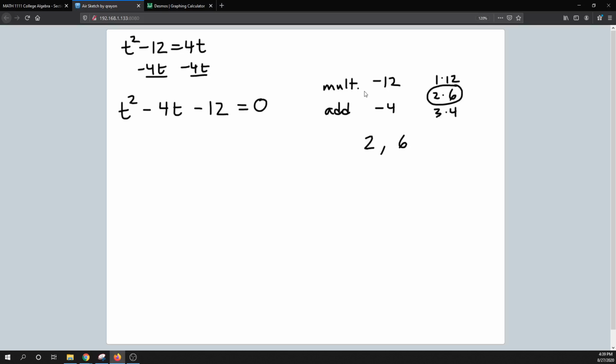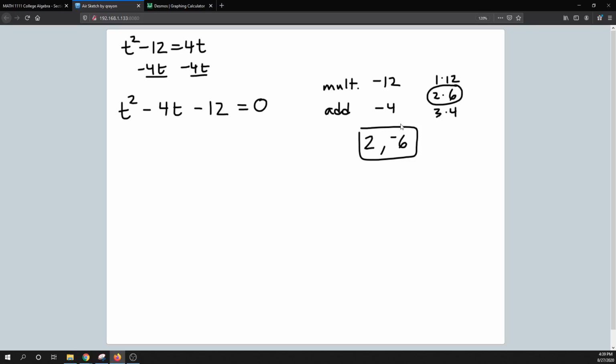Looking at the 2 numbers, they have to multiply to give me negative 12, so one has to be positive and one has to be negative. I want them to add up to give me negative 4, so the bigger number is going to have to be the negative. Just checking: what's 2 times negative 6? It's negative 12. Check. What's 2 plus negative 6? It's negative 4. So that works out. These were the 2 numbers that I was looking for.